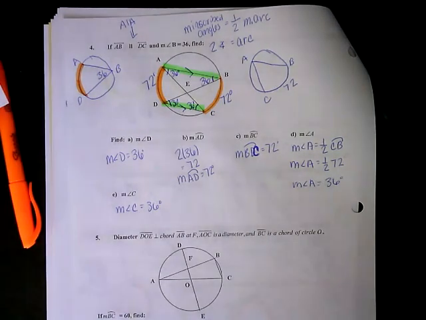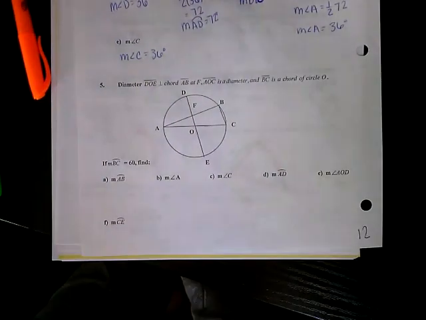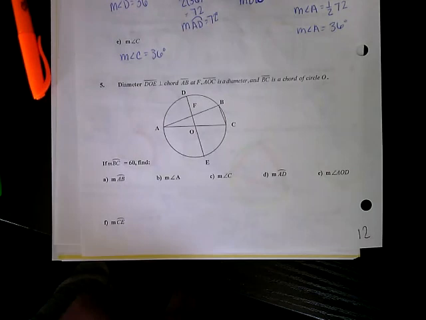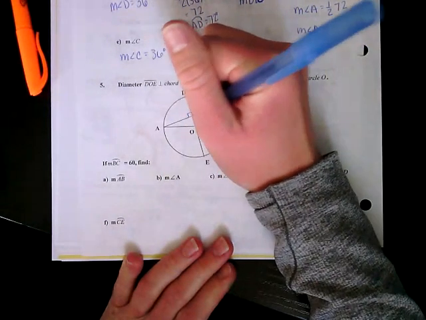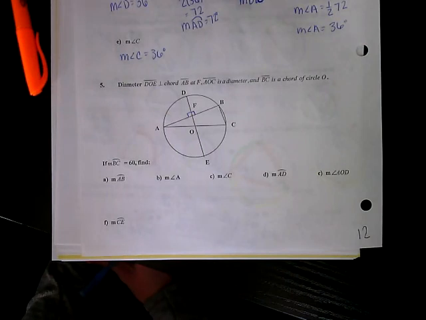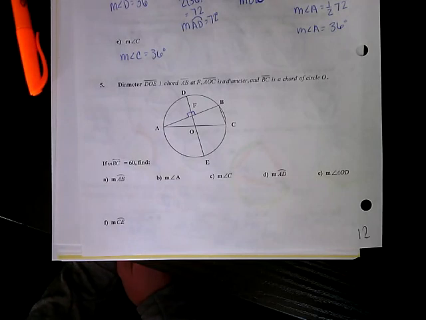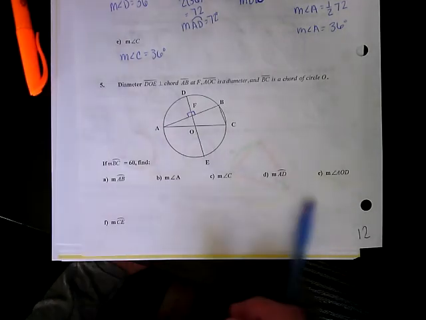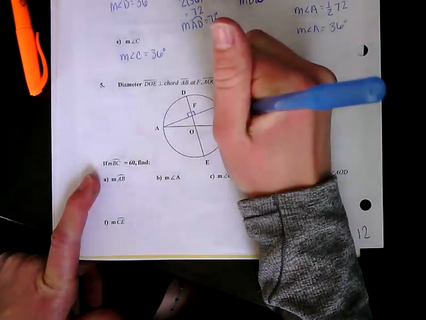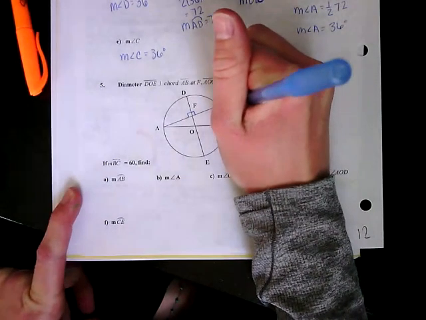All right, so let's go on to the next example. We have diameter DOE perpendicular to chord AB at F. So perpendicular at F, this creates a right angle here. AOC is a diameter and BC is a chord of circle O. If arc BC is 60, then we want to find a whole bunch of these. So arc BC is 60, so we know this to be 60.